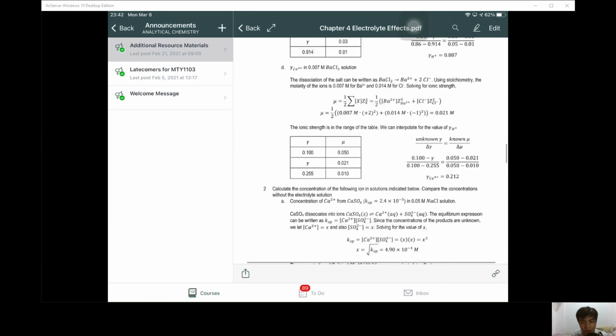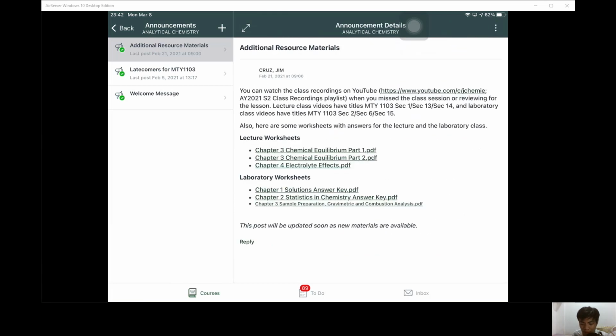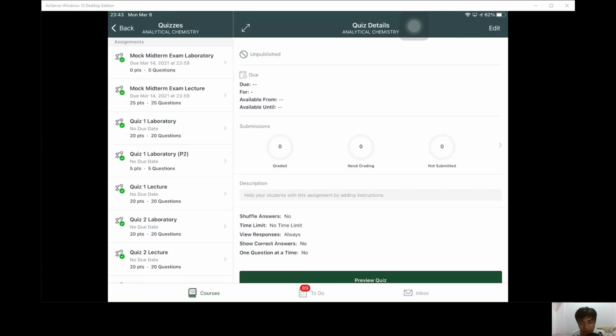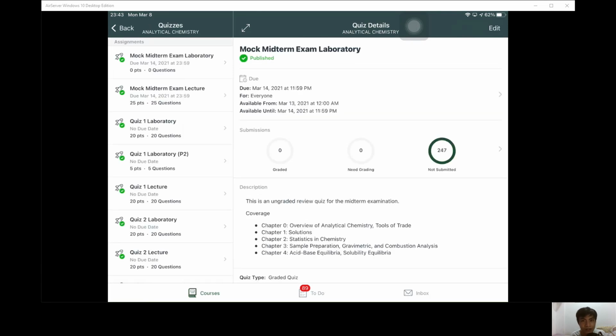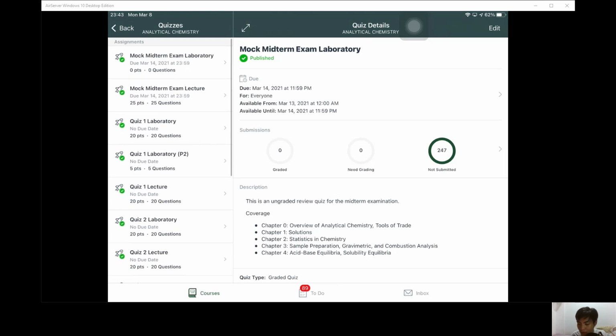I hope that this will help you with your review. If you want to look for laboratory worksheets, I also have some here. However, I'm still going to update it once the Chapter 4 worksheet is available. Also, other than the worksheets, I will open a quiz for this chapter maybe around Wednesday until Saturday. That will be your last quiz for this chapter.